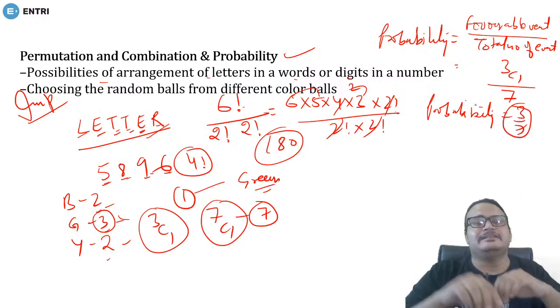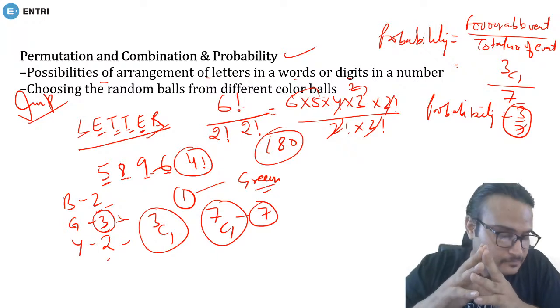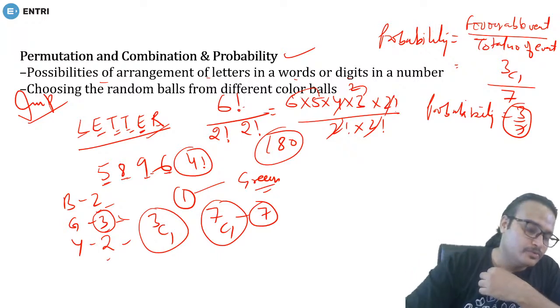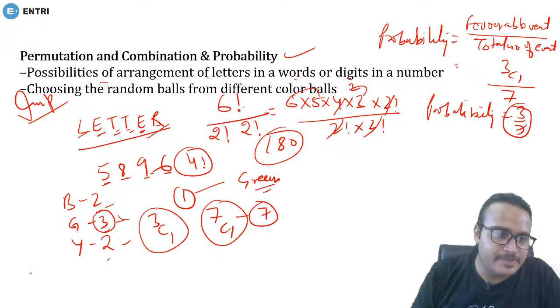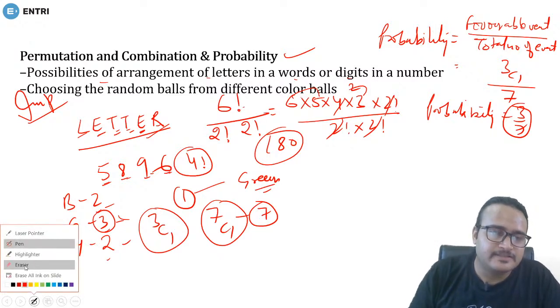So guys, this is the permutation combination. So guys, this is how you can solve the question in the examination.